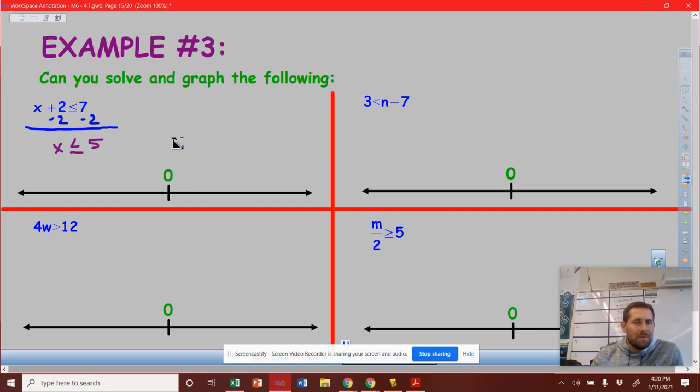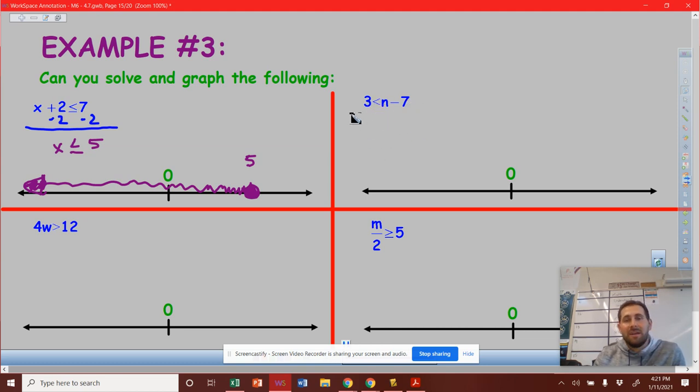So let's go ahead and graph that. I'm going to go to where 5 would be. This tells me it should be a solid dot. Sorry, it's not greater than or equal to. It's x is less than or equal to 5. So I want to shade everything less than 5, and then I'm going to extend it and put an arrow. I'm going to make that closed dot look a little bit more pronounced. Okay, so now let's go over here.